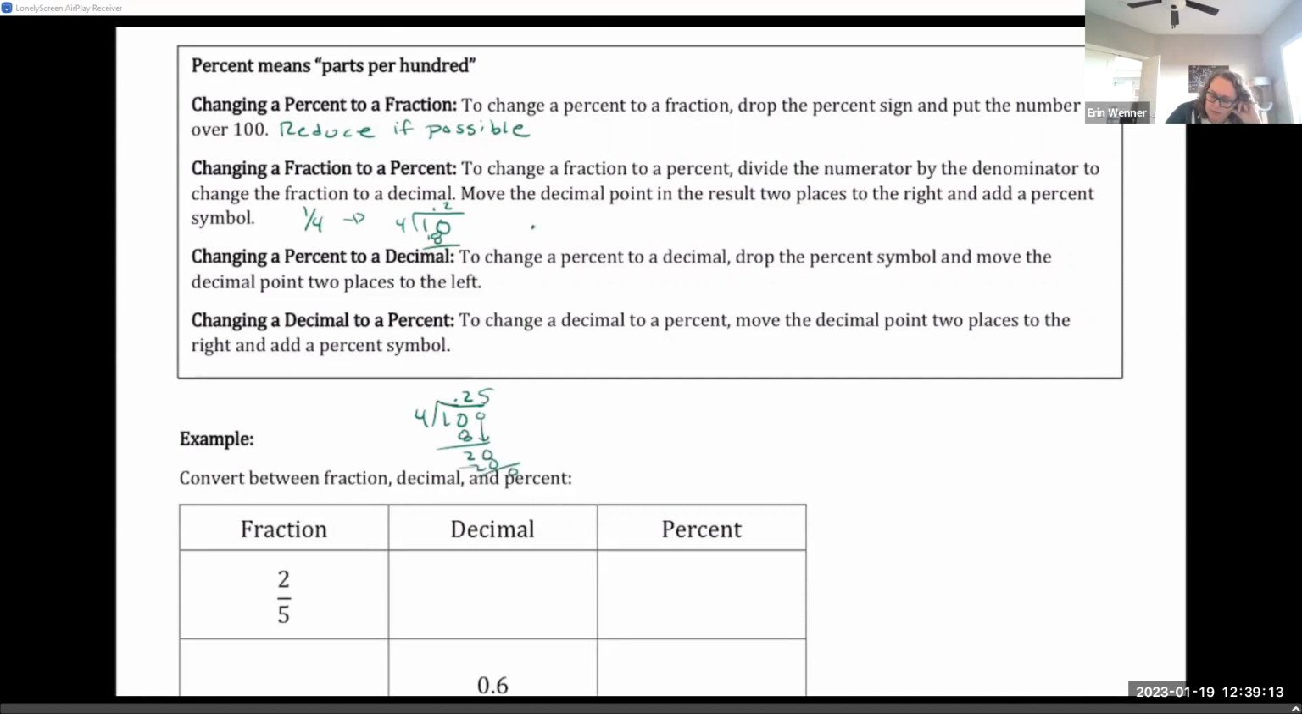The next step is to move that decimal point 2 places to the right. So if we move that 2 places to the right, we're going to go once, twice, which gives us 25, and then we add the percent symbol on the end. So that would be our process for changing from a fraction to a percent, which obviously we went from fraction to decimal already. To change a percent to a decimal, you're just going to go the opposite way, moving your decimal point to the left. So if I have 37%, all I'm going to do is take this decimal point at the end and move it 2 spaces to the left, giving me 0.37.